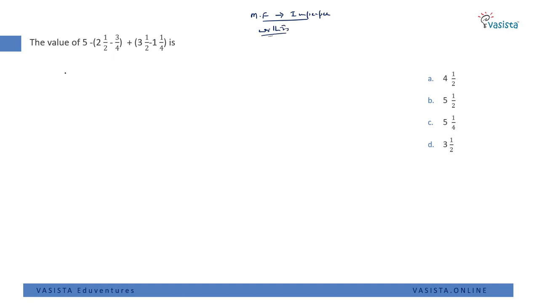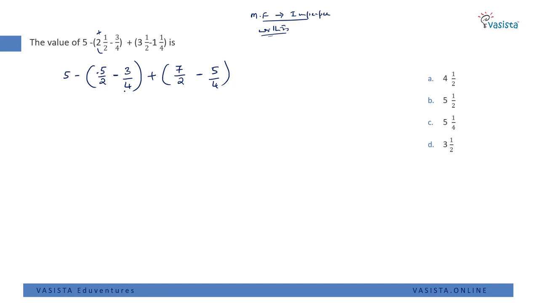So 5 minus 2 and a half. You know how to convert mixed to improper: multiply here and then add the product here. So 2 2s are 4 plus 1, 5 by 2, minus 3 by 4, then plus 2 3s are 6 plus 1, 7 by 2, minus 4 1s are 4 plus 1, 5 by 4.